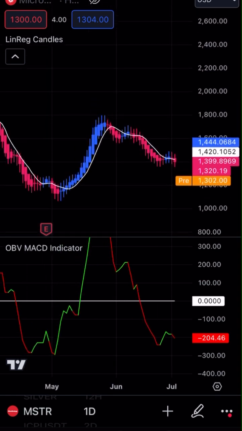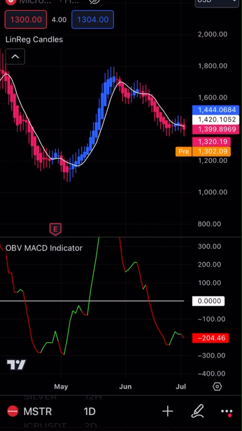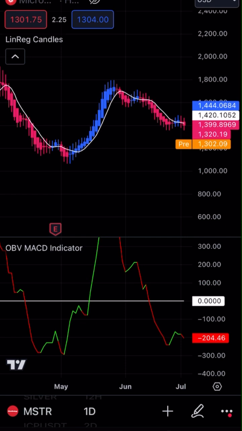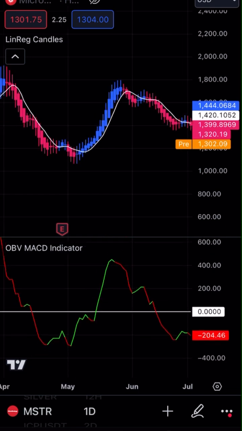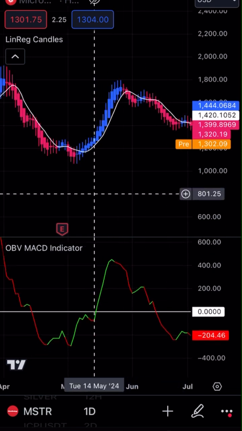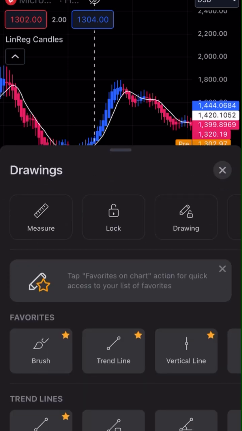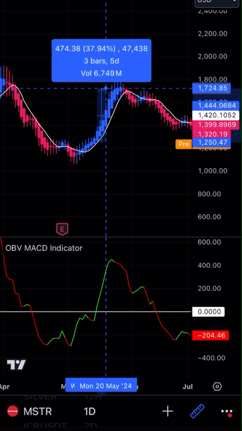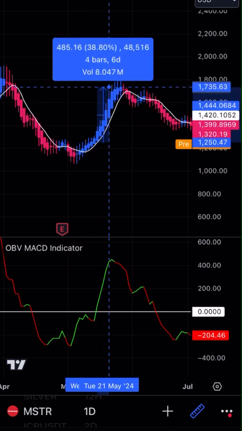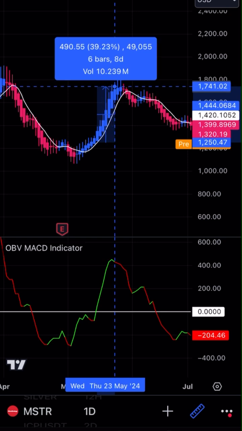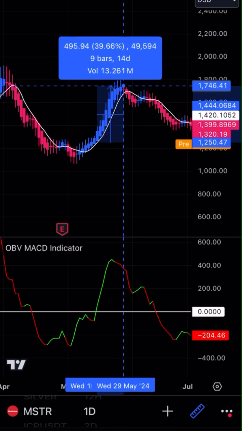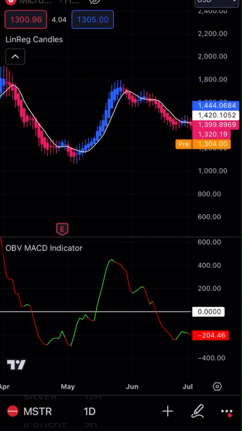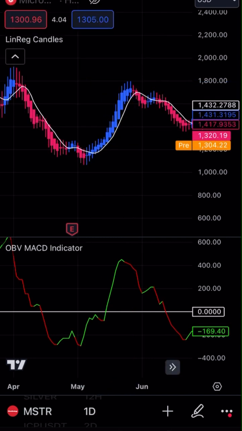The next time frame I'll do here is the day. I'll look at the day and basically come in when I see it crossing. You see that happen right here. If you came in right there, you bought some MicroStrategy right about here, and rode it out till it touched the linear line, right about here. This is 14 days and you made 39% of your money.